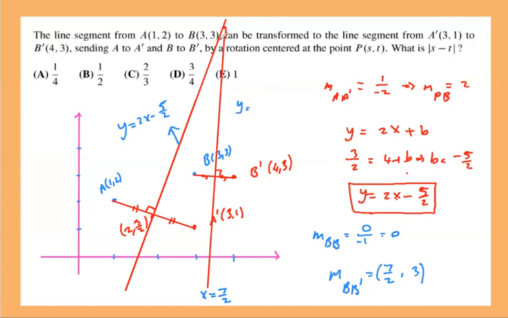So the y value of this intersection is going to be 2 times 7/2, minus 5/2. That's 14 over 2 minus 5 over 2, which is 9 over 2. So y is 4.5. The x coordinate was 3.5, and the y coordinate is 4.5. We are looking for the positive difference between the coordinates, which is actually just 1.